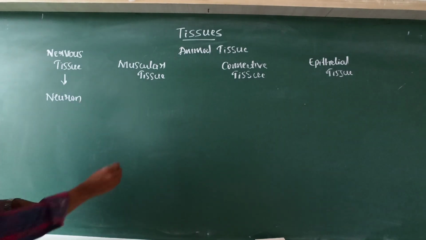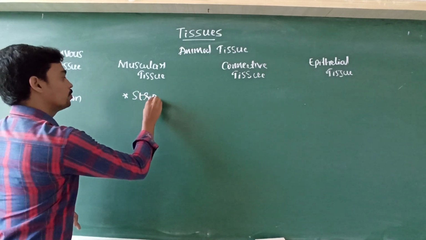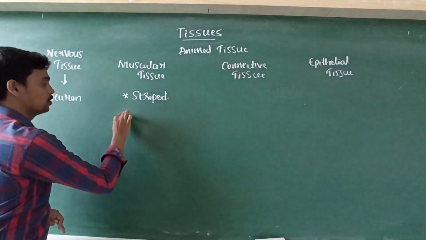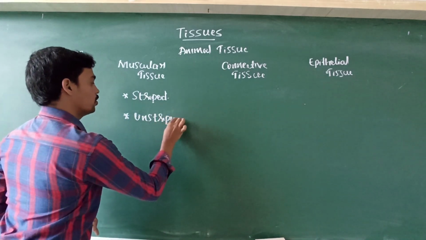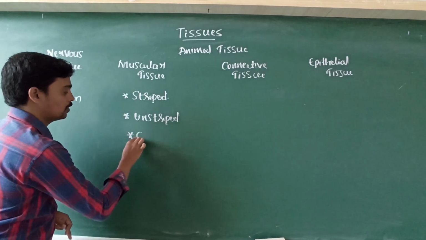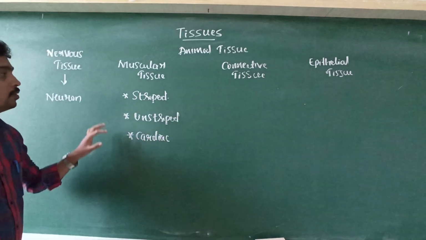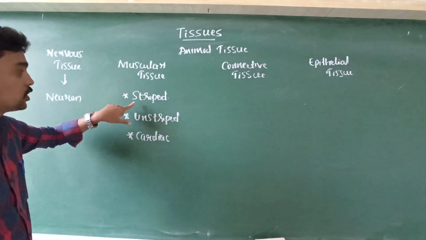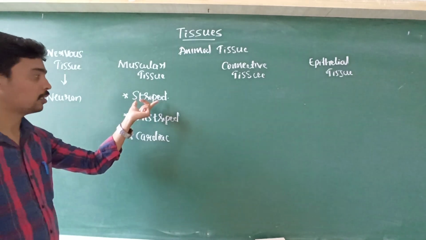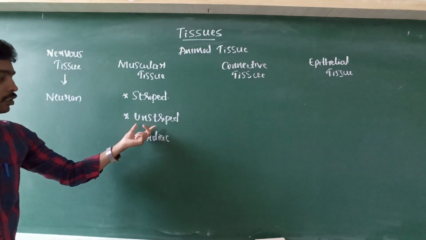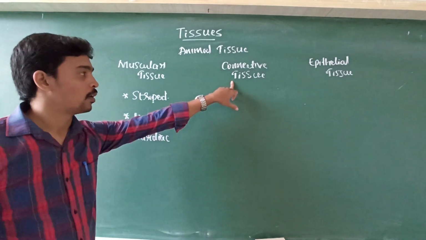Here again we have three types: striped muscles, unstriped muscles, and the third one is cardiac muscles. This is the classification of muscular tissue: striped, unstriped and cardiac muscles. Again, we will discuss the characteristics of striped muscles, unstriped muscles and cardiac muscles, and where they are present.